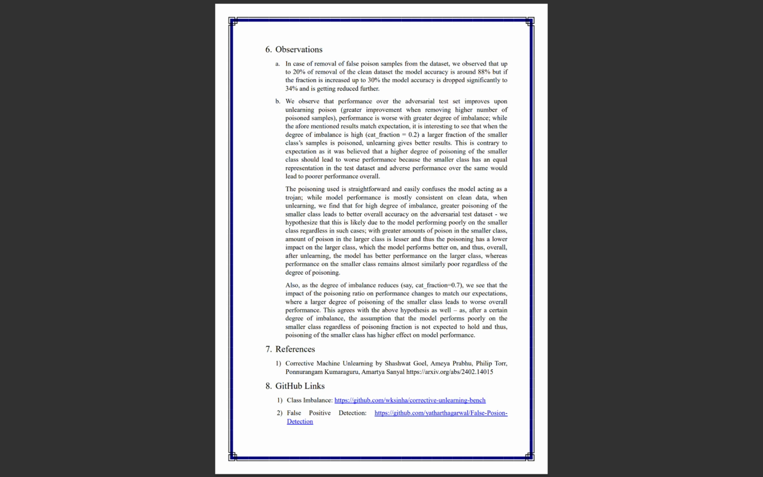Also, we find that as the degree of imbalance reduces, say when we have a high cat fraction of 0.7, the impact of the poisoning ratio on performance changes to match our expectations, where a large degree of poisoning of the smaller class leads to worse overall performance, as this now agrees with our above hypothesis as well. After a certain degree of imbalance, the assumption that the model performs poorly on the smaller class, regardless of poisoning fraction, is not expected to hold. And thus, we can say that poisoning of the smaller class has a higher effect on model performance in such cases. Thank you.